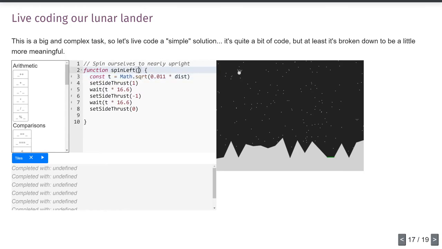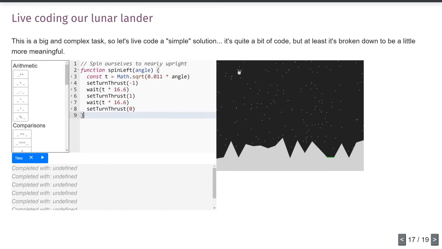So this is going to spin left some angle. But here's the thing. The constant is going to be times the angle that we want to go. And it's not going to be side thrust. It's going to be turn thrust. And if we want to go anti-clockwise, it's going to be minus one and then one. And then we are going to want to turn our thrusters off.